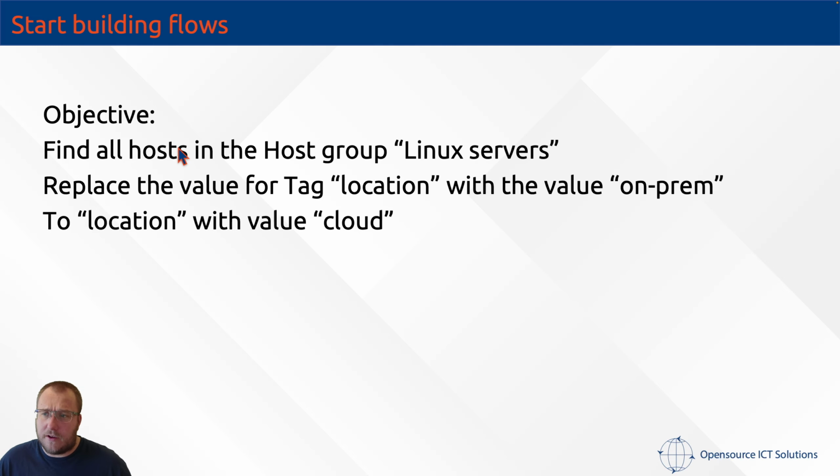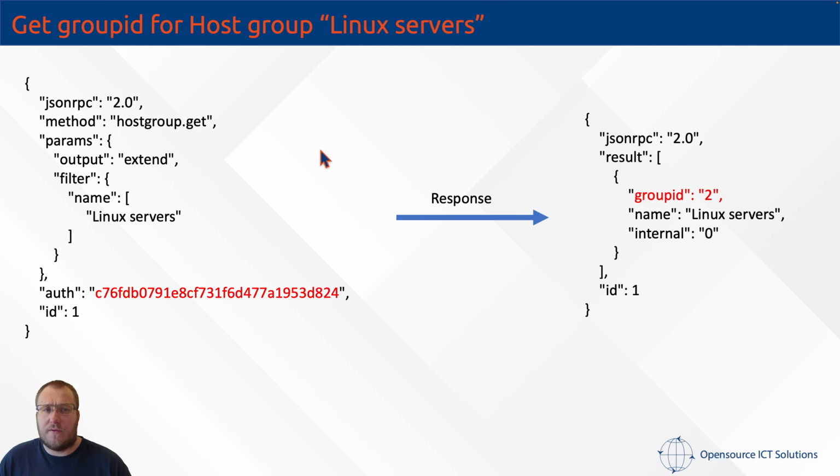Okay, find all hosts in a host group. So first I need to have the group ID for that host group. Okay, hostgroup.get. Output can be extend or something else. I don't know yet what will be brought back to me, so I go for extend and I filter on the name Linux servers. Of course, I'm using that authentication token again, that API token, and I get back result: group ID 2, name Linux servers, internal 0. Okay, so I've got my group ID now.